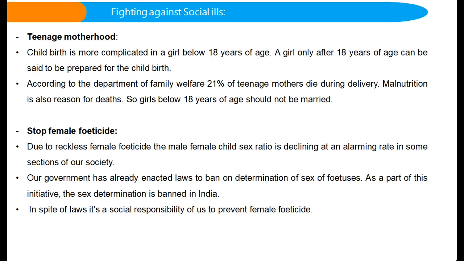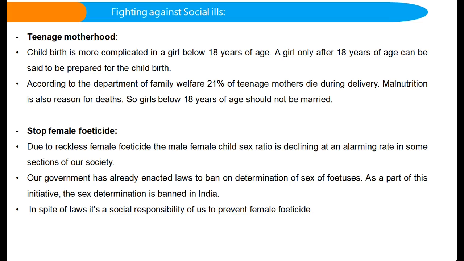Moving on to the last topic of the lesson, that is fighting against social ills. In that, we are learning about teenage motherhood. Childbirth is more complicated in a girl below 18 years of age. A girl only after 18 years of age can be said to be prepared for childbirth. According to the Department of Family Welfare, 21% of teenage mothers die during delivery. Malnutrition is also a reason for deaths. So, girls below 18 years of age should not be married.